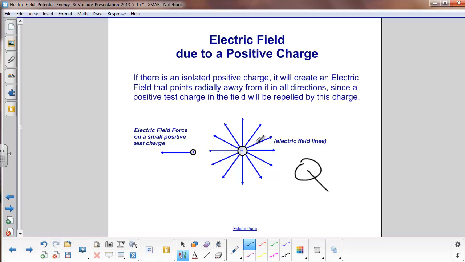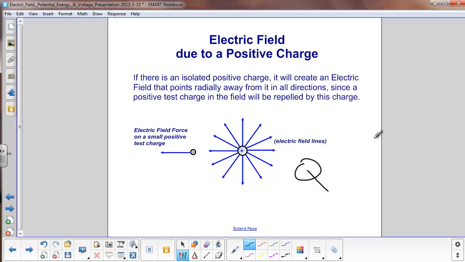Now this is just a two-dimensional model. If you were to look at this in 3 dimensions, it would look like a beach ball with a bunch of spikes out of it, or a hedgehog, or a porcupine. So these lines go in all 3 dimensions, but again, this is a piece of paper, so it's a little hard to show that.